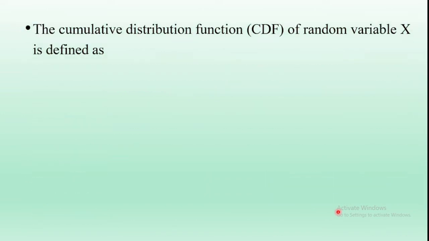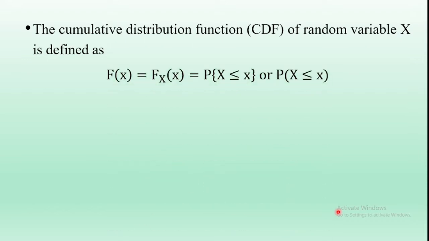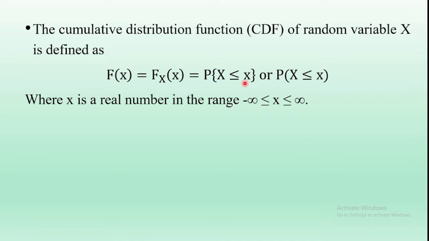Mathematically, the cumulative distribution function of the random variable capital X is defined as F suffix X of x is equal to the probability of X less than or equal to x. Here capital X is the random variable and small x is the value of the random variable, where small x is a real number. The value of the real number is in the range of minus infinity to plus infinity.